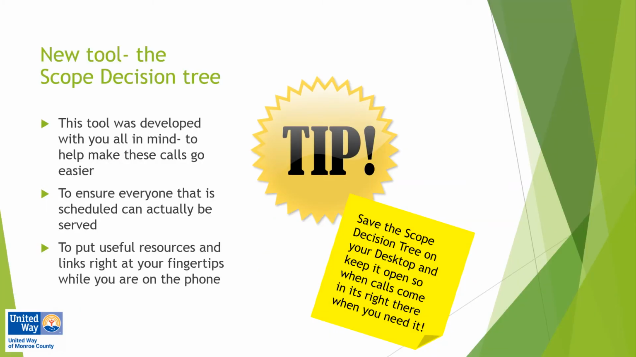The Scope Decision Tree was developed with all of you in mind to help these calls from taxpayers go quickly and smoothly. And we also want to ensure that everyone that gets on the schedule can actually be served. The worst case scenario is that a person makes an appointment with us, they wait for a couple of weeks until that day, and they bring all their documents in, and then we find out that there's some reason that we can't serve them. So we want to avoid that situation if possible. We also want to give you the resources and links that you need to make this process go quickly and have all of that right at your fingertips while you're on the phone. So please save this tree on your desktop. Keep it open when the calls are coming in so that it's right there when you need it.